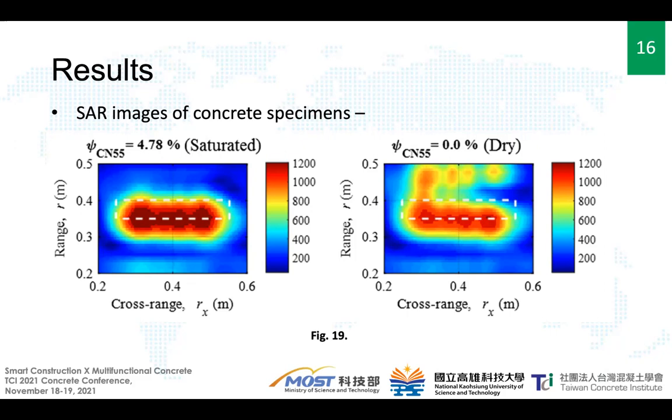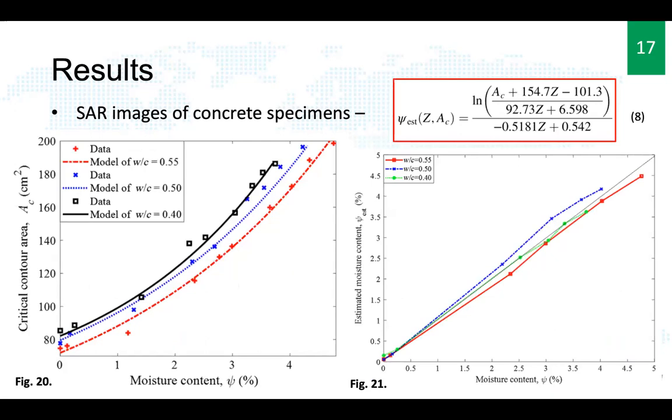Now the question presented to us was, how do we quantify these results? Which parameters should we use in quantifying this result and to deliver predictive models for other civil engineers to use? What we did was to select 2 parameters from this result. The one is called the maximum SAR amplitude, and the other is the critical contour area.